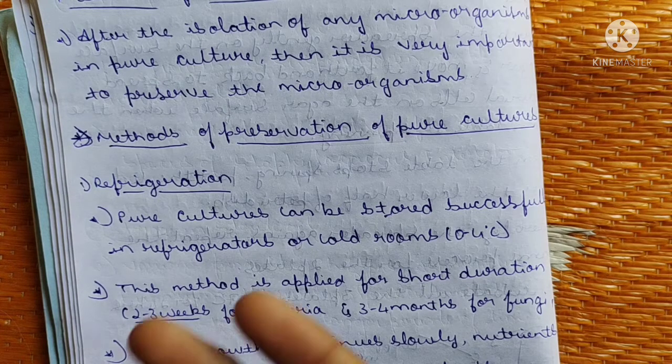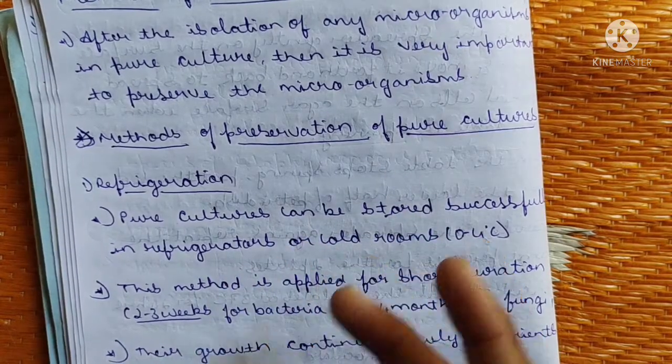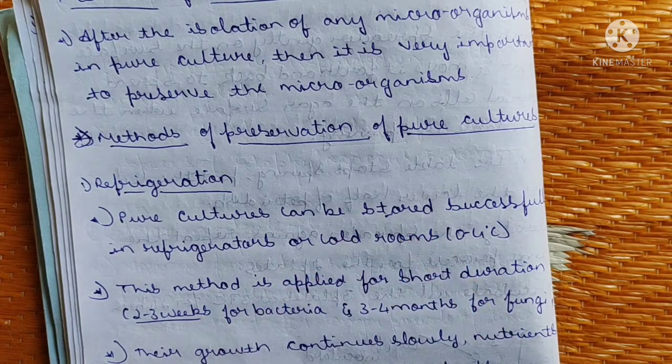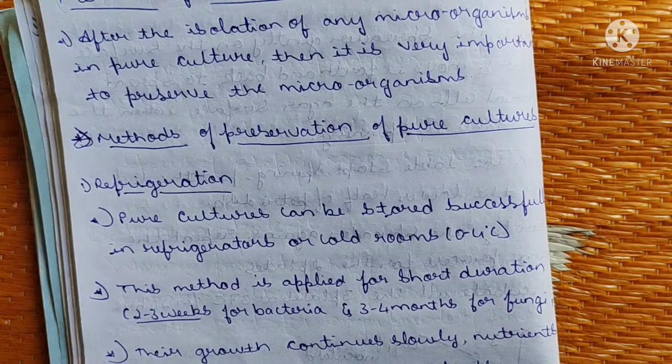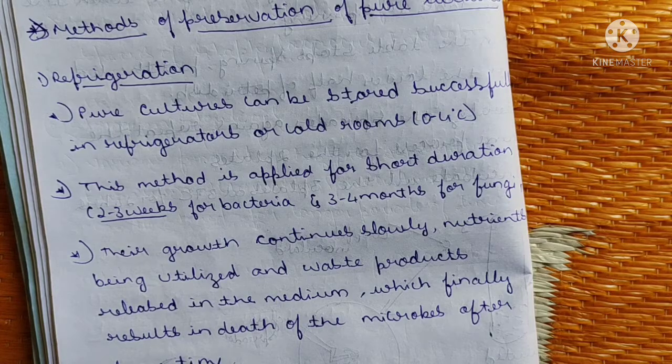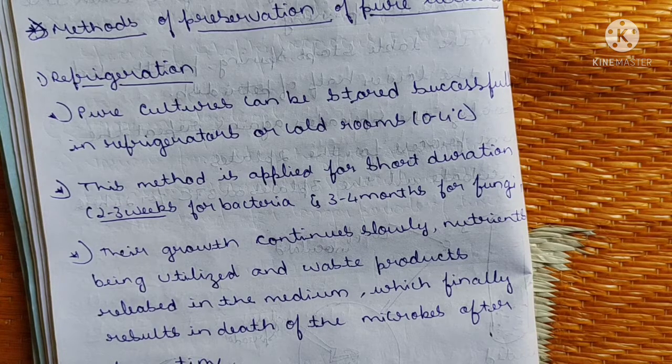That means we can keep a particular fungus or bacterium only for 2 to 3 weeks, in general for 1 month. Beyond that 1 month we cannot preserve the microorganisms. The pure culture gets destroyed. Why? Their growth continues slowly, nutrients are utilized and waste products are released in the medium, which finally results in the death of the microbes.